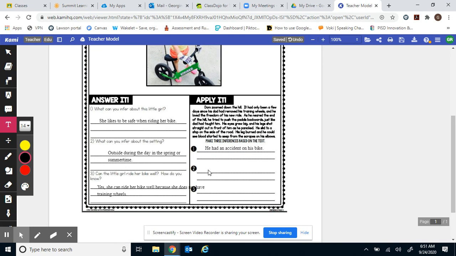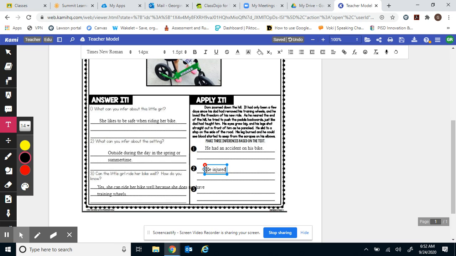I can tell because of the burn on his legs, he injured himself. And probably the reason why it happened, he was going too fast.